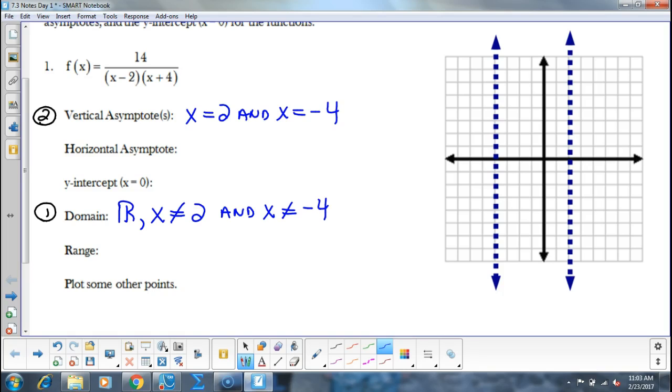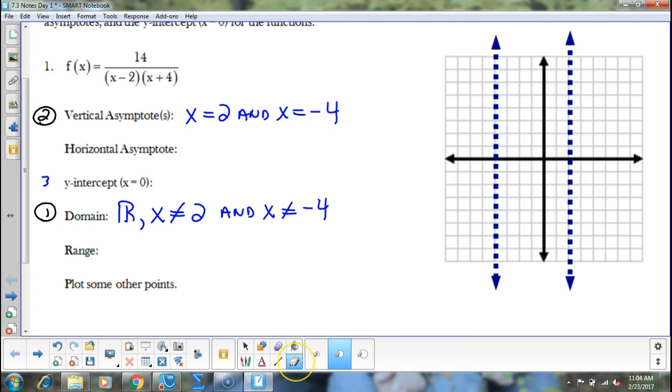Do I have a graph though? So I can't do the range yet. Oh, I was going to say the y-intercept? Yeah. Okay. So how do I find the y-intercept? I plug in 0 for x, right?